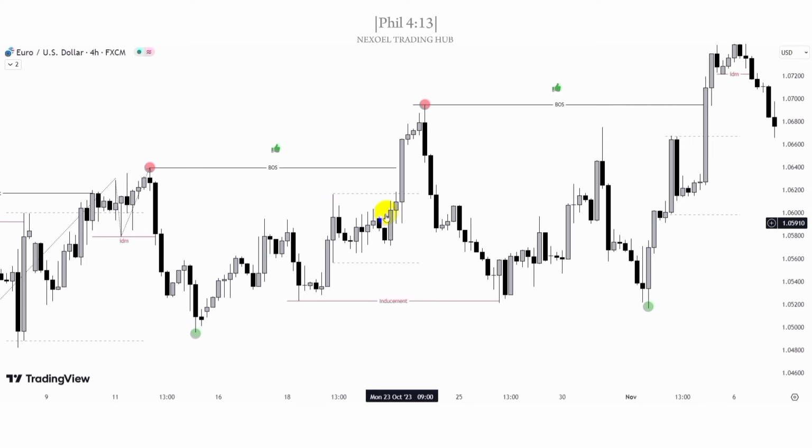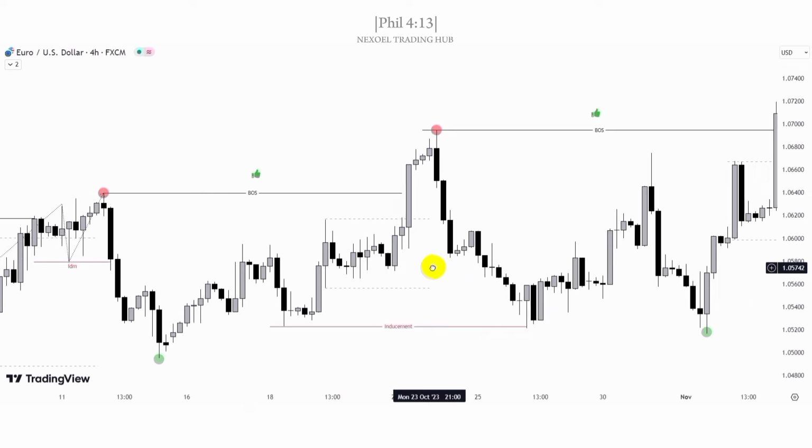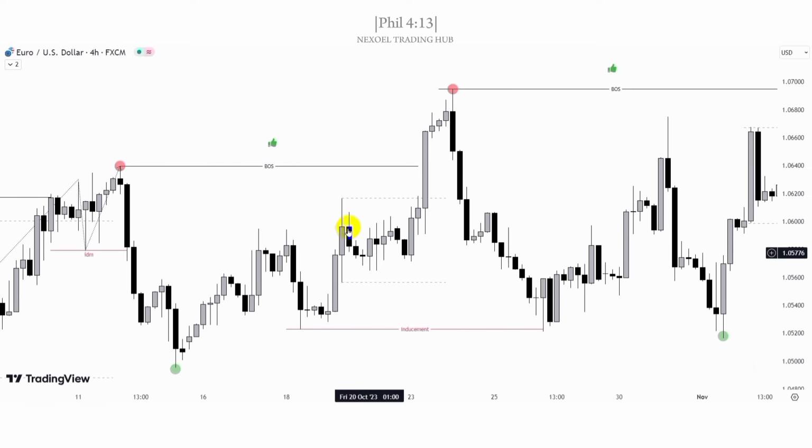But this is not actually a valid pullback. Where's the highest candlestick that the market actually created? You can see this is the highest candle, and you can see that this movement is within the range of this candle. So we do not have a valid pullback.